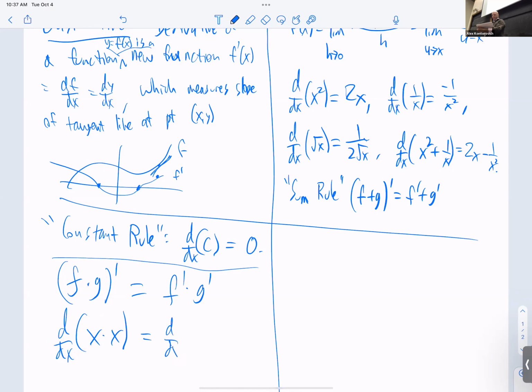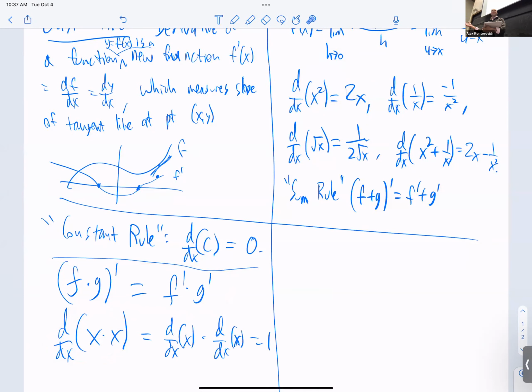The derivative d/dx of the function x is 1, because it's a 45-degree line the whole time. So the slope is 1 times another d/dx of x, which is also 1. So that's equal to 1. And yet we know that the derivative of x squared is not 1. It's 2x. So the product rule is not going to be this simple. It can't be this simple because it's just not true.